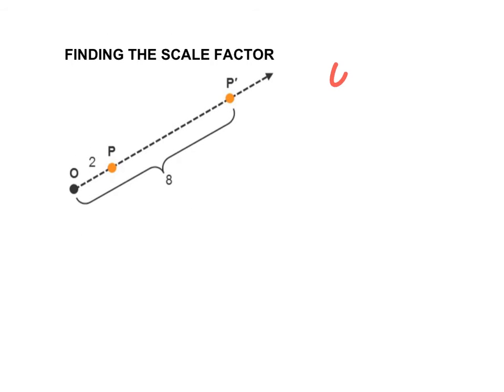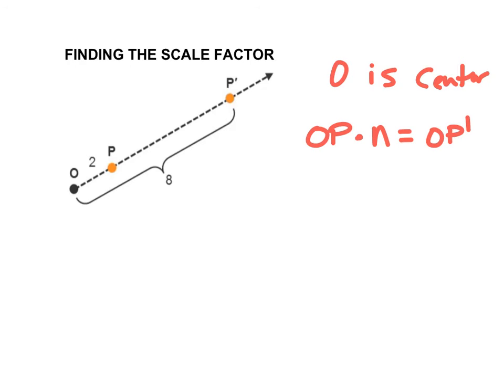That O is my center, okay? And if I take my original length, which is OP, and I multiply it by my scale factor n, that's going to give me a length of OP prime. So OP has a length of 2. I don't know what my scale factor is. That's what I'm trying to find. But it gives me a total length from OP prime, which is a length of 8.